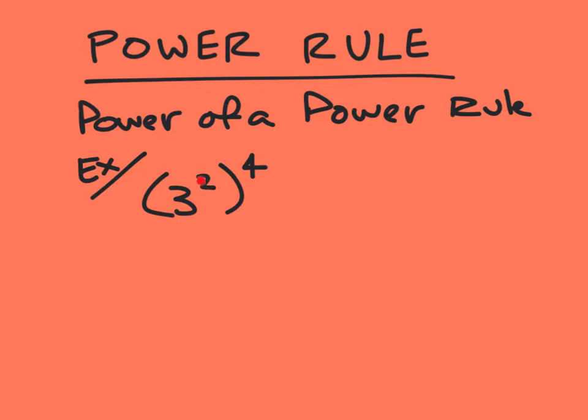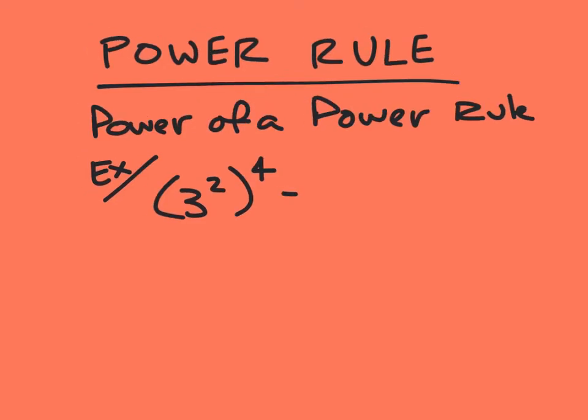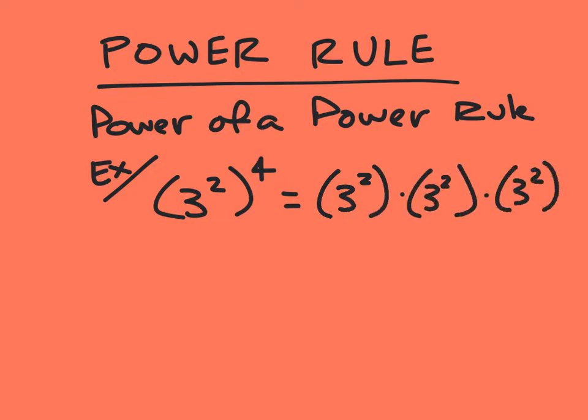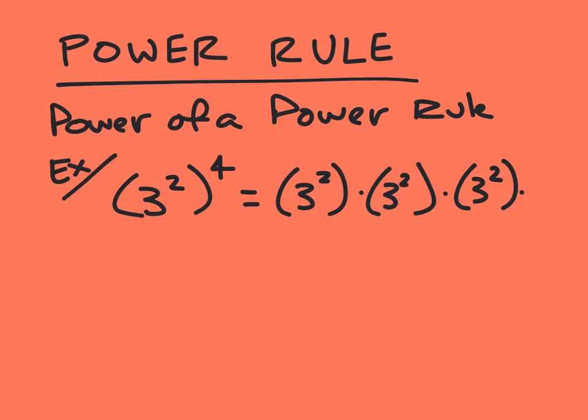So again, you've got something with a power, then you raise it to a power, hence the name power of a power rule. So what you can do here is think about what this means. If I'm taking 3 squared, that means I'm multiplying that by itself 4 times. So here's the structure: 3 squared times 3 squared times 3 squared times 3 squared.